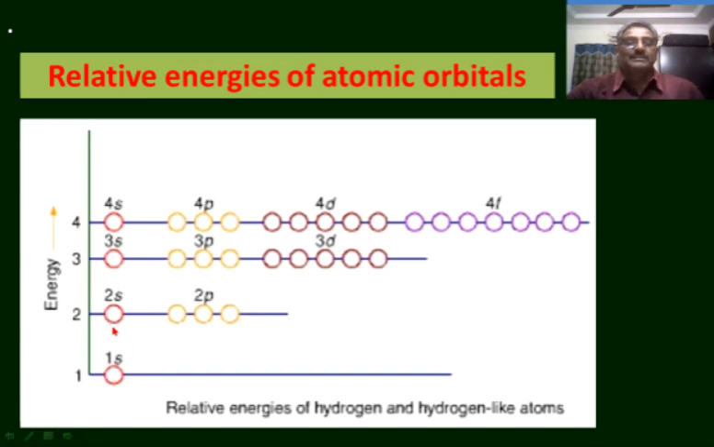For example, in the second main energy level there are 4 orbitals, one 2s orbital and three 2p orbitals, and all the 4 orbitals possess the same amount of energy. In the same way, all the 9 orbitals present in the third main energy level possess the same amount of energy. The 16 orbitals present in the fourth main energy level also possess the same amount of energy. Whereas in the case of multi-electron species, it is not like that.